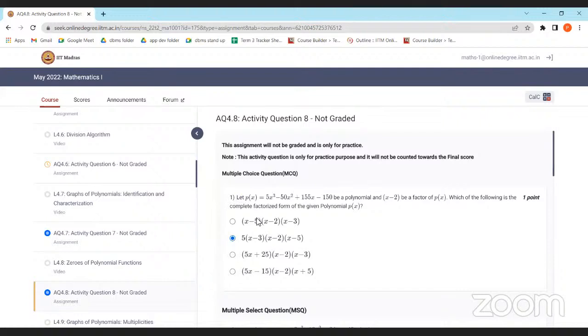The answer is given here. How to approach this question, sir? We need to divide by x minus 2. Then, when we get the answer, we need to multiply by x minus 2 again.